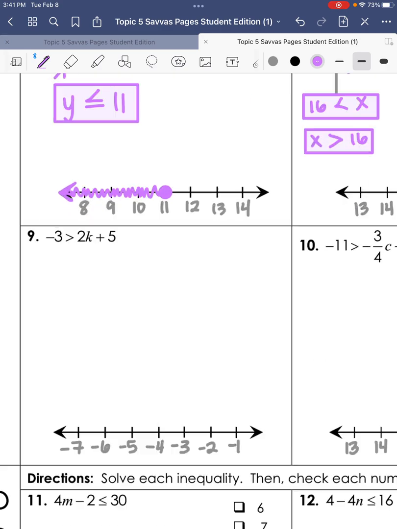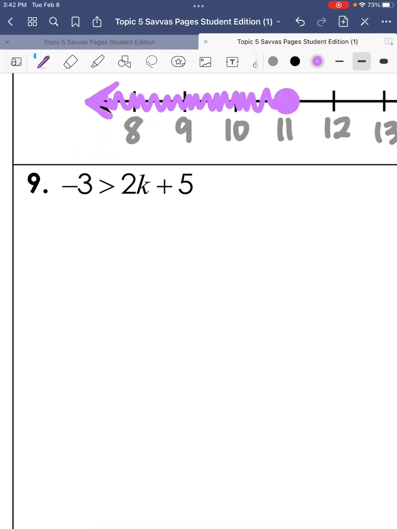Okay, moving on to number 9. I've got -3 is greater than 2k plus 5. I'm going to start with my line down my inequality symbol. And my goal, remember, is to get that k right there by itself. So what do I need to undo first? This 2 or this plus 5? Start away from the variable and work your way in close towards it. So I need to undo plus 5 first.